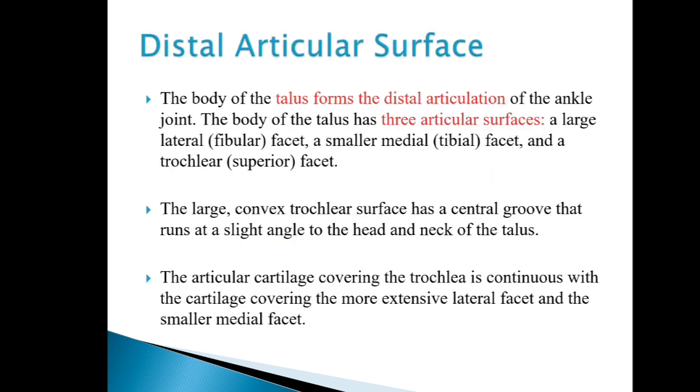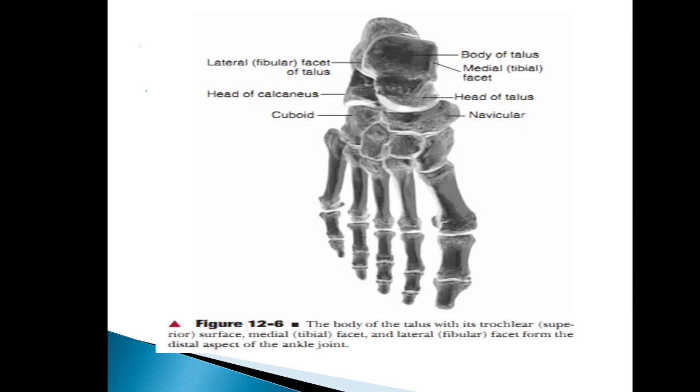The distal articular surface, the body of the talus, forms the distal articulation of the ankle. The body has three articular surfaces: the fibular or lateral facet, the medial facet, and the superior facet. The large convex trochlear surface has a central groove that runs at a slight angle to the head and neck of the talus, and the articular cartilage covering the trochlea is continuous with the cartilage covering the more extensive lateral facet. Here we can see the body of the talus with its trochlear surface, and the medial and lateral facets form the distal aspect of the ankle joint.